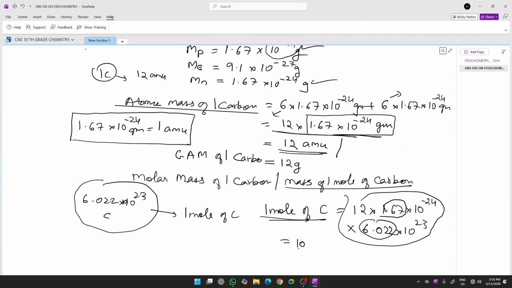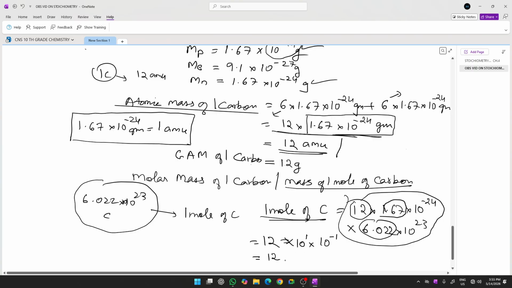Then this 12 is also there, so you can write that 12 over here. 12 into 1.67 into 6.022 is 10, and this 10 raised to minus 24 times 10 raised to 23 will be 10 raised to minus 1. Am I right? So 10 raised to minus 1 and this 10 raised to 1, they will nullify each other. It will become 10 raised to 0, which is 1. So you are left with only 12. So 1 mole of carbon is how much? 12 grams. So this gram was over here. Did you understand?